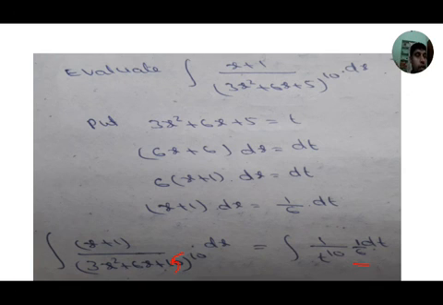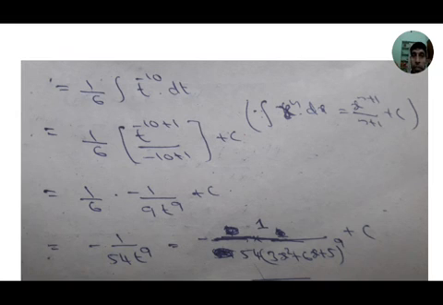This t to the power of 10 into numerator, t to the power of minus 10, 1 by 6 is outside, so 1 by 6 into integration t to the power of minus 10 dt, that is 1 by 6 into here x to the power of n plus 1 by n plus 1 formula, t to the power of minus 10 plus 1 by minus 10 plus 1 plus c, that is 1 by 6 into minus 1 by 9 into t to the power of 9, 9 into 6 means 54, minus 1 by 54 t to the power of 9, that is minus 1 by 54 into 3x square plus 6x plus 5 all to the power of 9 plus c, because t value.